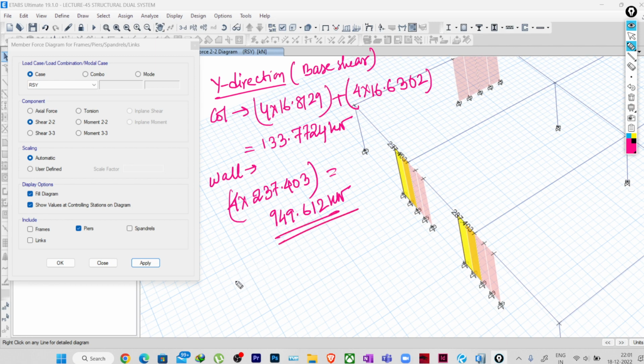So if you find the percentage in the y direction, you'll see that the percentage taken by the columns is around 12.08, or we can call it 12%, and by the walls it is around 85.7%, or we can make it 86%. So here also you can see that most of the base shear is taken by the wall itself. A very small amount, 12%, is taken by the columns.